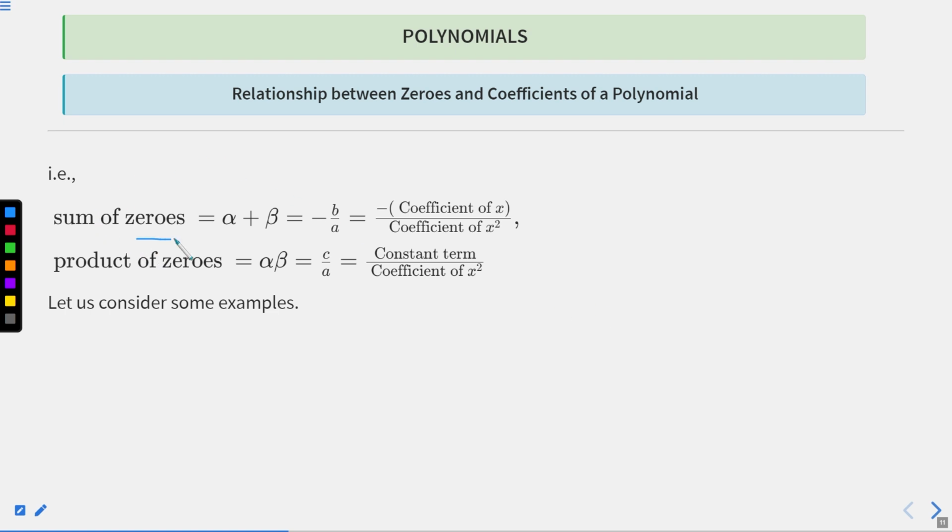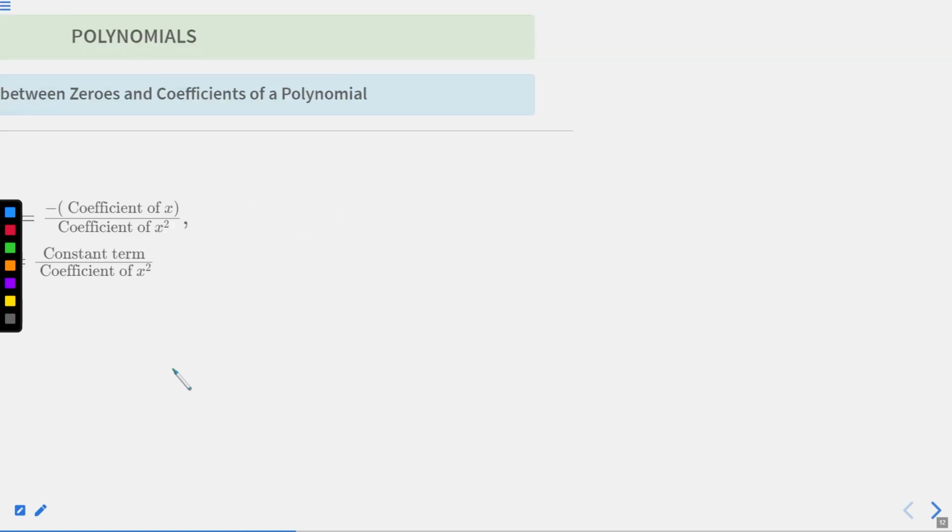That is, sum of zeros alpha plus beta is equal to minus b upon a, which is equal to minus coefficient of x divided by coefficient of x square. And product of its zeros, alpha times beta, is equal to c upon a, which is equal to constant term divided by coefficient of x square. So now let us explore some more examples.